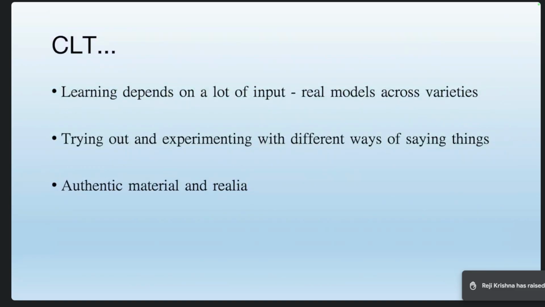CLT, communicative language teaching, depends a lot on input. This is another very important thing. Krashen's input idea, which we are all familiar with. Even if we are not, it's okay. It just says that, to become a good speaker of English, I need to have a lot of input. I need to read a lot or listen to English a lot.